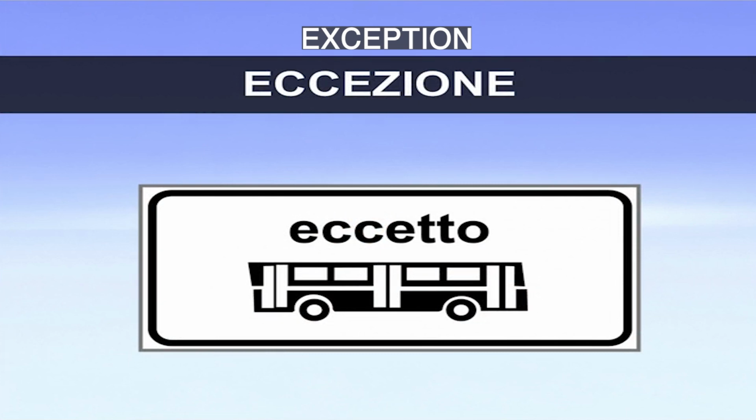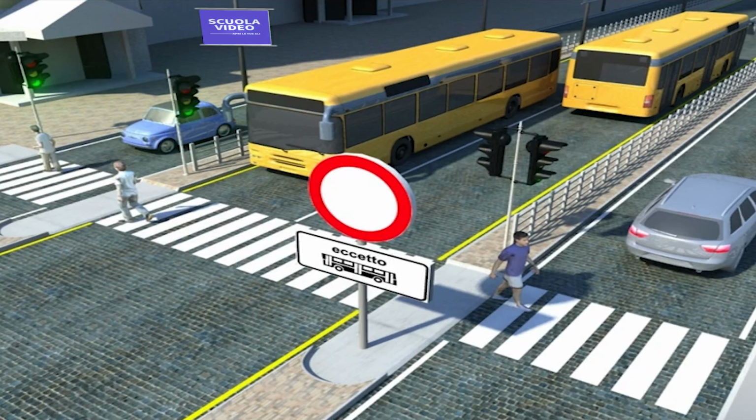Eccezione. Exception. This supplementary panel represents an exception to the mandatory prohibition sign to which it can be combined. Indicates that the signal we see above is valid for all vehicles, except for city buses. As we can see in this example, the supplementary exception panel is placed under the prohibited direction sign and allows only buses to pass through. Forbid access to all other vehicles.